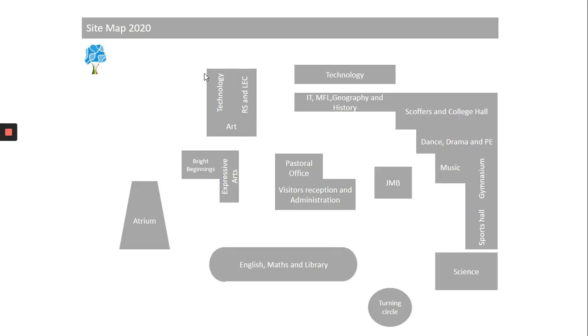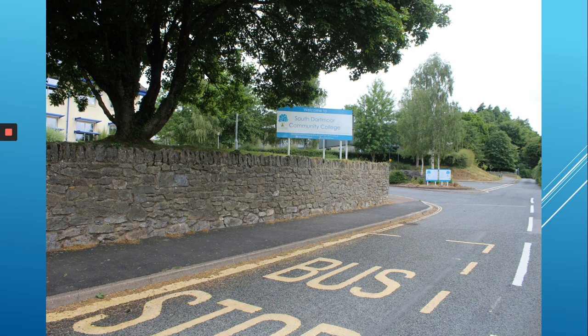Okay, so we're going to just have a look at this whole site map. Where I will be starting my tour with you is the very bottom of the screen at the turning circle, and we're going to head through the school from there. This is something I will put on at the end again, so you can have a look at all the different places that we have been to. Okay, so welcome to South Dartmoor Community College.